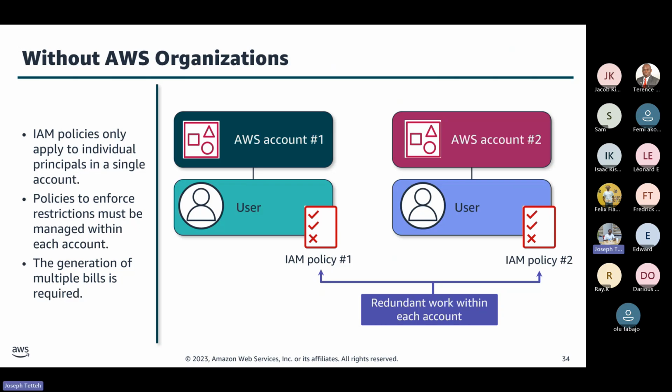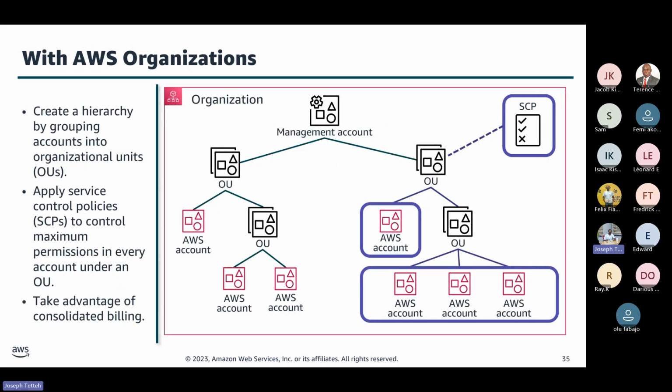So let's say we have account 1, we have account 2. They have different users. It could be root users. It could be IAM users. When they join an organization, you can put a guardrail on the policies that are allowed in this organization. When you create an organization, the account that creates the organization, we call it the management account. And you can put all these different accounts into what we call organizational units or OU.